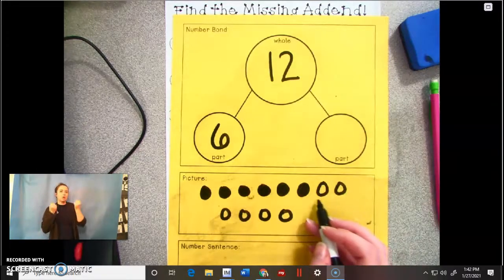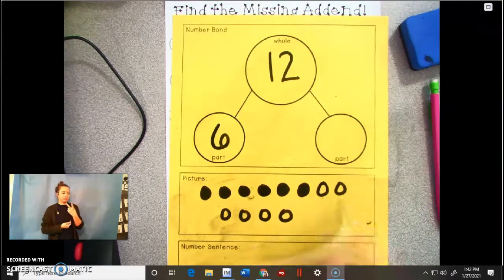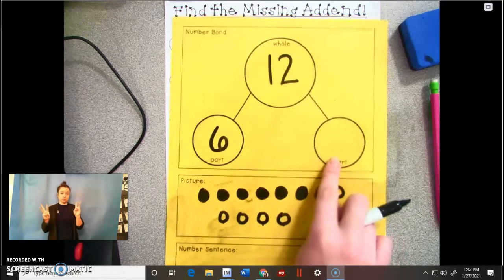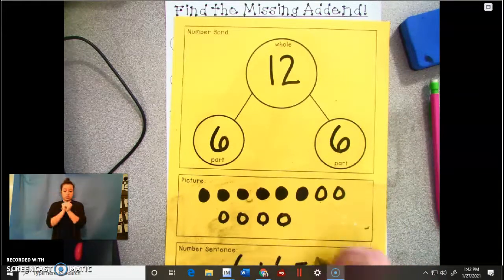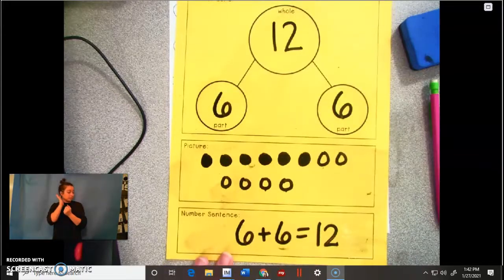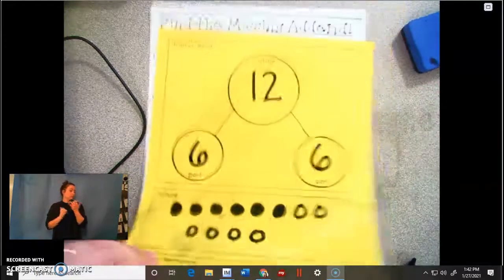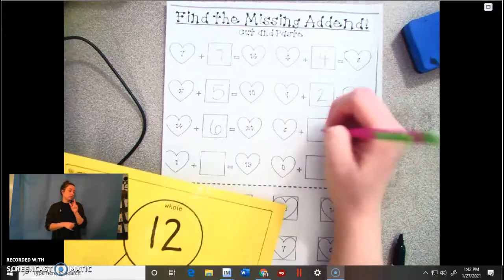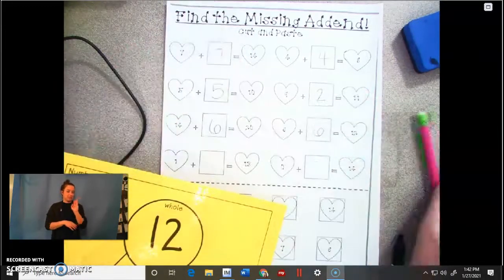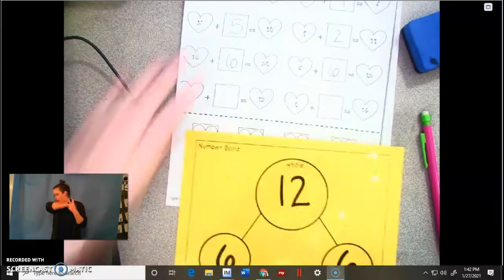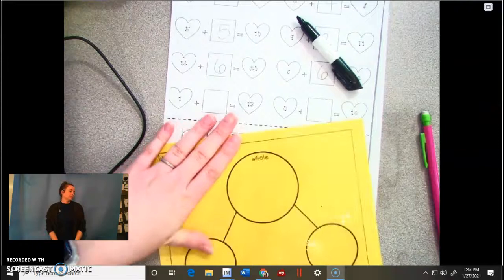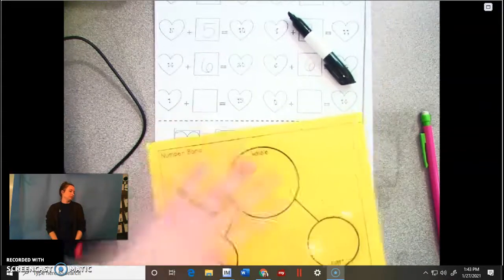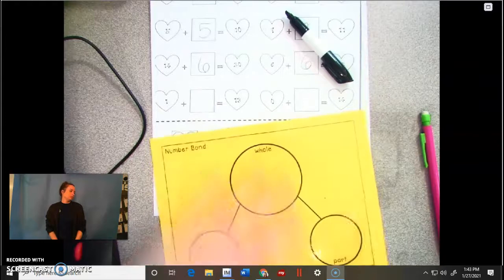Let's count how many we didn't color in. Ready? 1, 2, 3, 4, 5, 6. So what's my other piece? 6. So 6 plus 6 equals 12. So I'm going to write 6 as my answer. All right, 2 more. It's a lot harder to erase when I color in the circles.